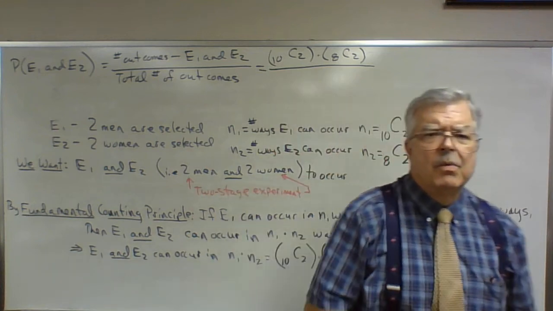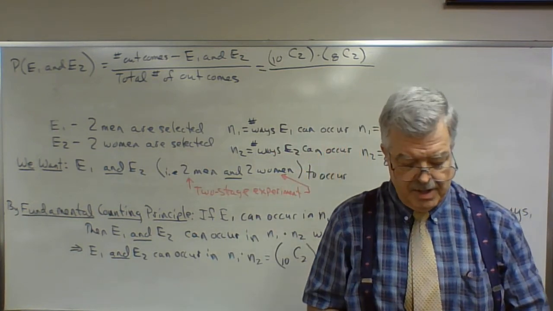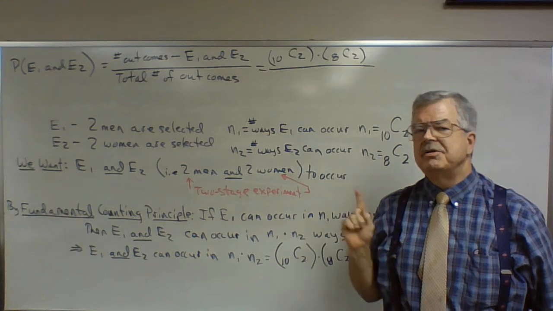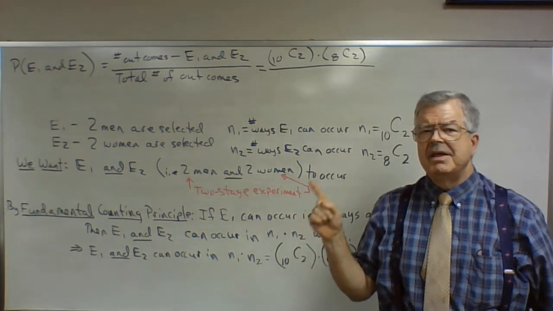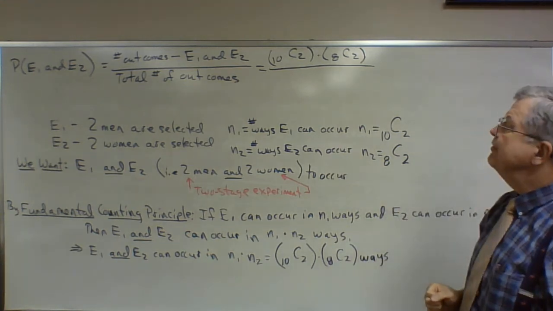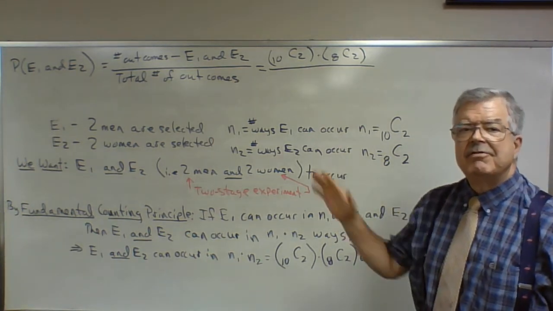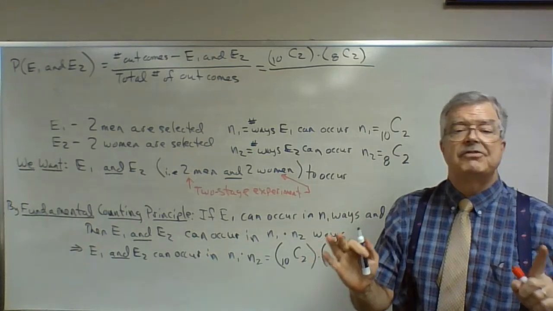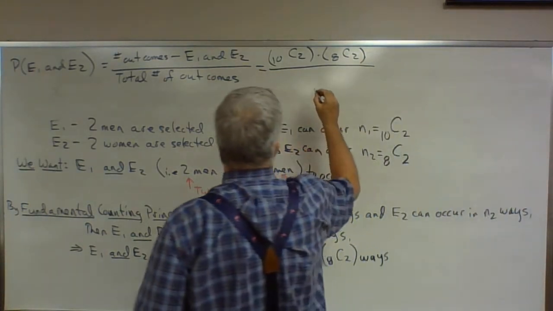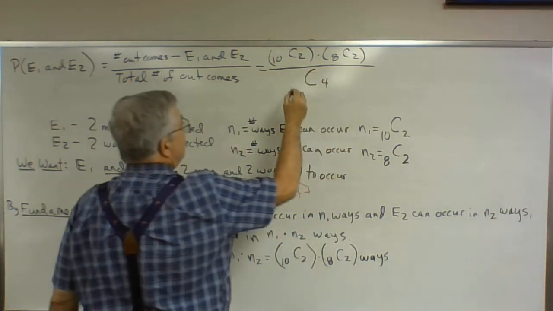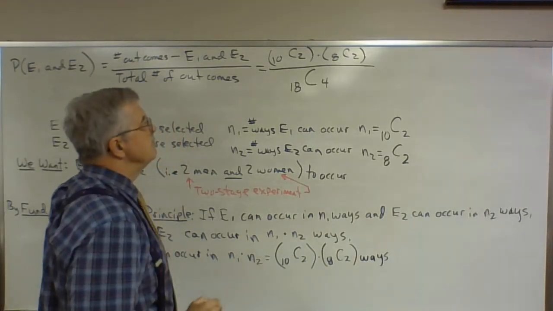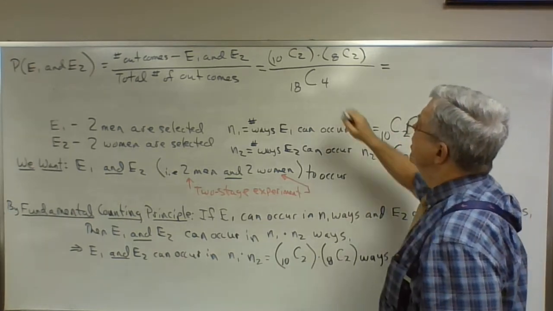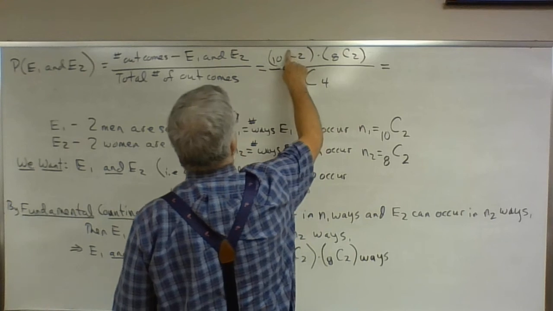Well, let's see. We're selecting 4 people. And how many people are we selecting those 4 people from? There were 10 men and 8 women. So we're selecting 4 people from a group of 18. And order of selection is irrelevant, so this is a combination. We're selecting a combination of 4 people from a set of 18 candidates. Holy moly. To compute this, and let me rewrite it a little bit better.